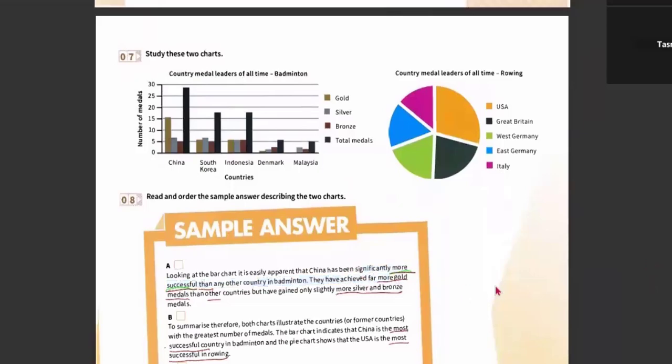Okay. Now, for number seven, study these two charts at first. Look at the two charts. One is a bar chart, the other one is a pie chart. And then we will read the sample answer describing the two charts.